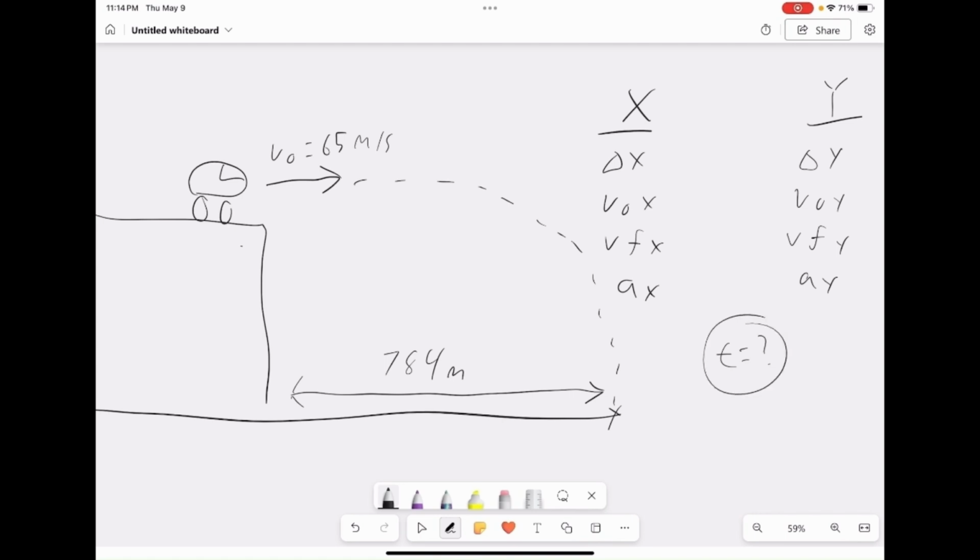Okay. Let's start out by looking at pieces of information we know. The change in X is going to be from here, the edge of the cliff, to here. That is 784 meters, the horizontal distance away that I land. The change in Y, on the other hand, is going to be the height of this cliff. We do not know that yet. We will find it later.